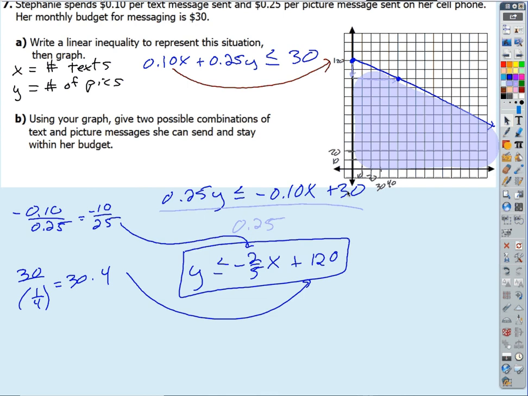So then they want to know, give 2 possible combinations of text and picture messages she can send and stay within her budget. Well, where would I find examples of numbers of text and numbers of pictures that would work? Like up there? No. In there? There you go. The shaded region is the solution, right? So any ordered pair in here, any of those 3, 4, whatever, those are all going to work. Those ordered pairs correspond to numbers of text, that's the x coordinate, numbers of pictures. Those would all work because they're part of the solution. Okay?